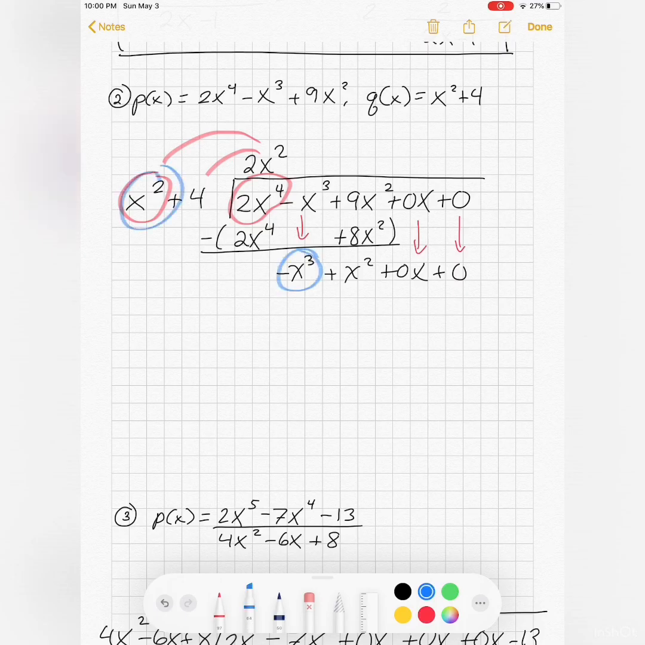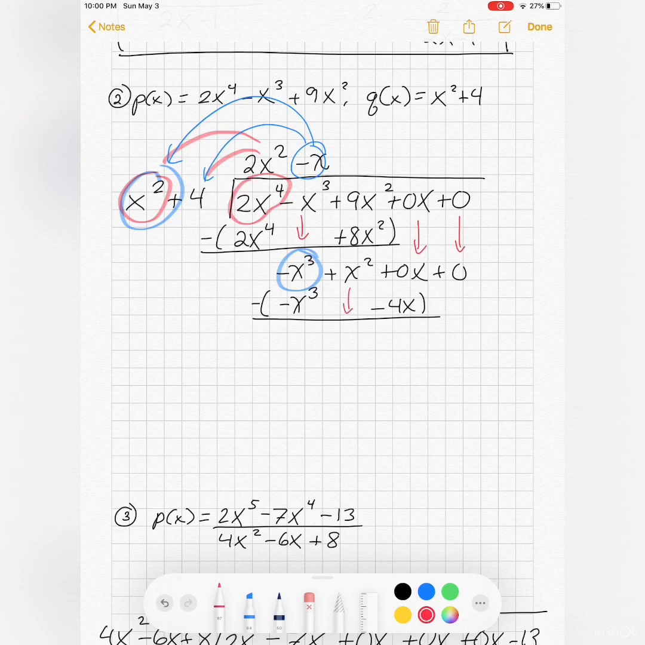And then repeat. So negative x cubed divided by x squared. I want to use the black, negative x. Okay, so it's negative x cubed minus 4x. It's x squared plus 4x.